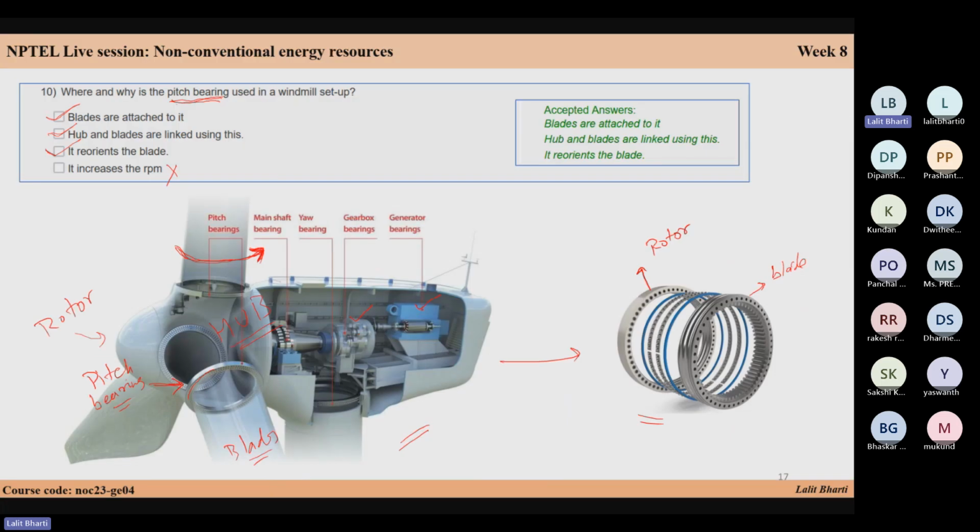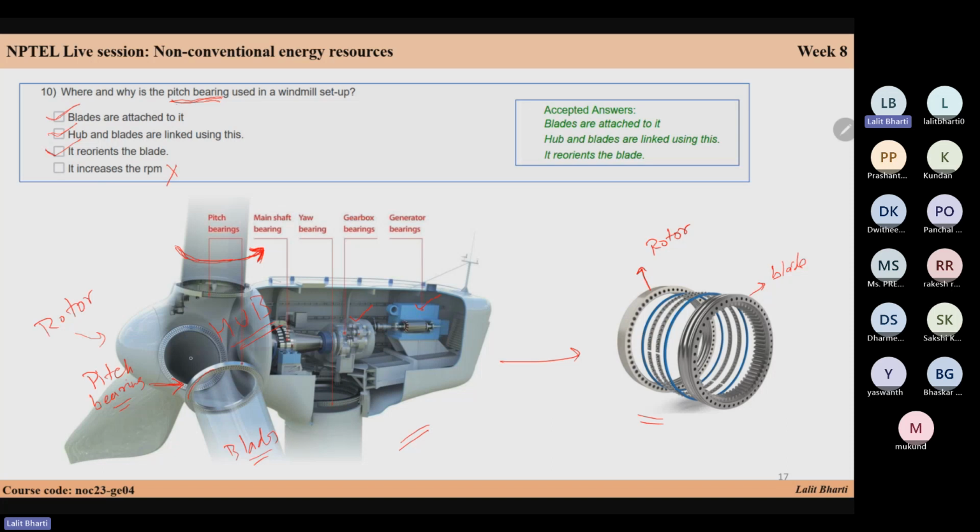So the question says, where and why is the pitch bearing used in the windmill setup? So we need to see the pitch bearing. The options are: blades are attached to hubs and blades are linked using this; it reorients the blade; it increases the RPM. So you see where the pitch bearing is.